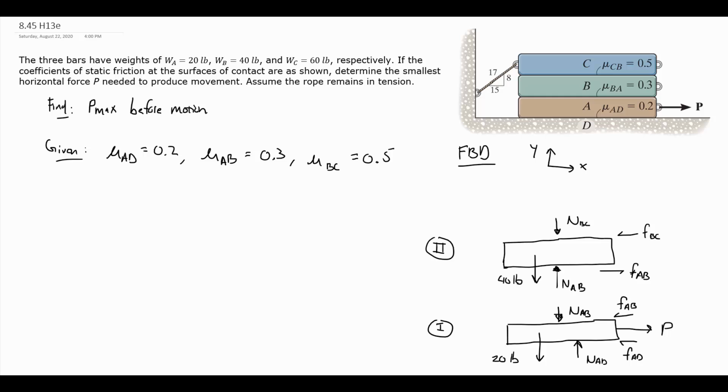So on bar B, we actually have one friction force to the right from A on B and one to the left from C on B. And looking at this picture, we have again 4 unknowns and we introduced 2 more unknowns. So I'll do my final free body diagram here of bar C.